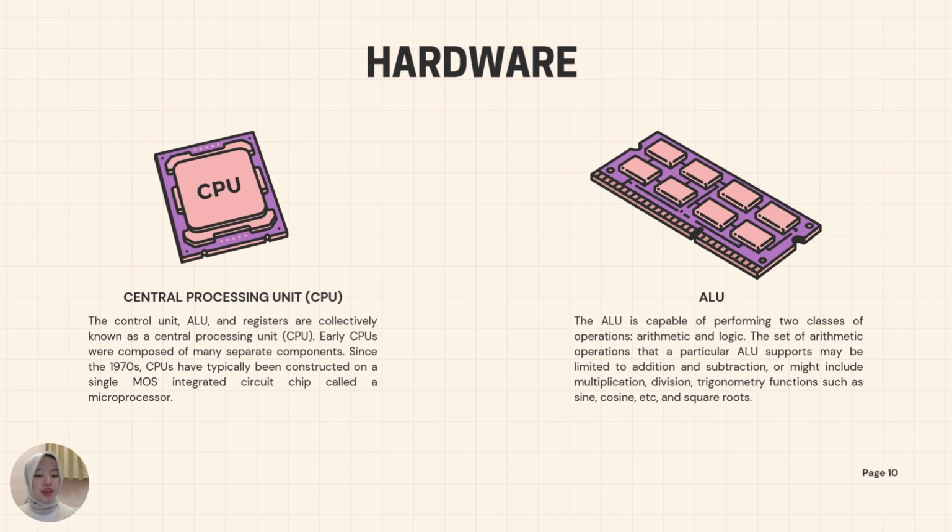An ALU may also compare numbers and return a Boolean truth value, false or true, depending on whether one is equal to, greater than, or less than the other. Logic operations involve Boolean logic: AND, OR, XOR and NOT. This can be useful for creating complicated conditional statements and processing Boolean logic.